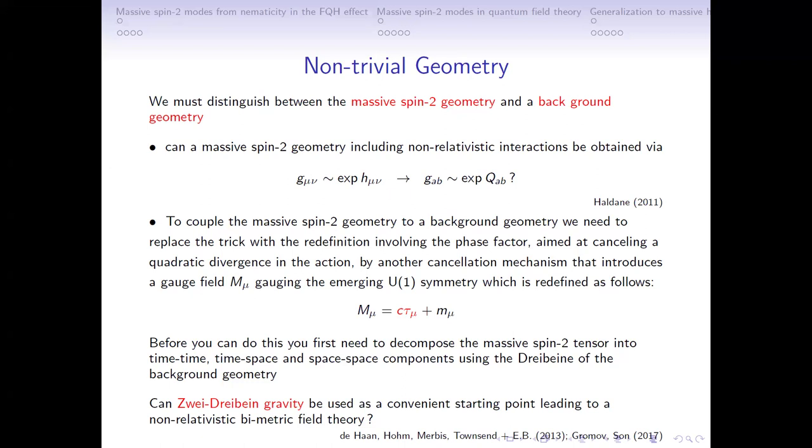You have to first decompose your metric, so this is decomposed into different components. But to do that decomposition, you have to use the vierbeinen of the background geometry, because they tell you what is time and space. Then you know what the emergent U(1) is, and then you should try to gauge to this. And if you can do that, then in lowest order, what I'm sure you get is the Schrödinger Lagrangian coupled to Newton-Cartan gravity.